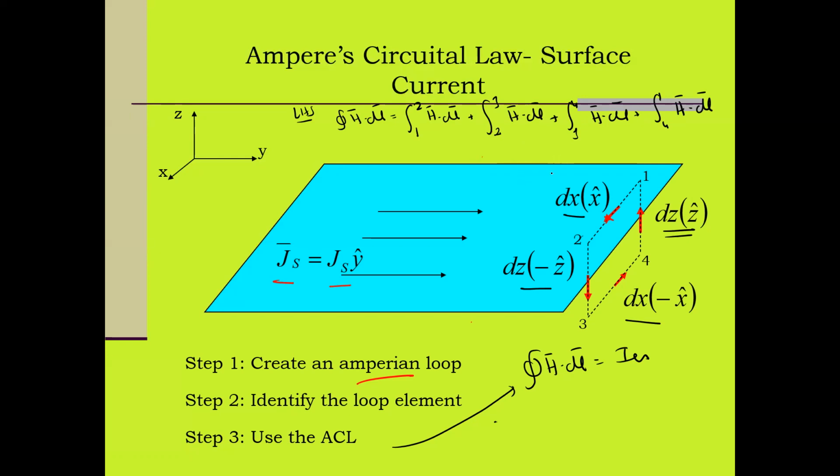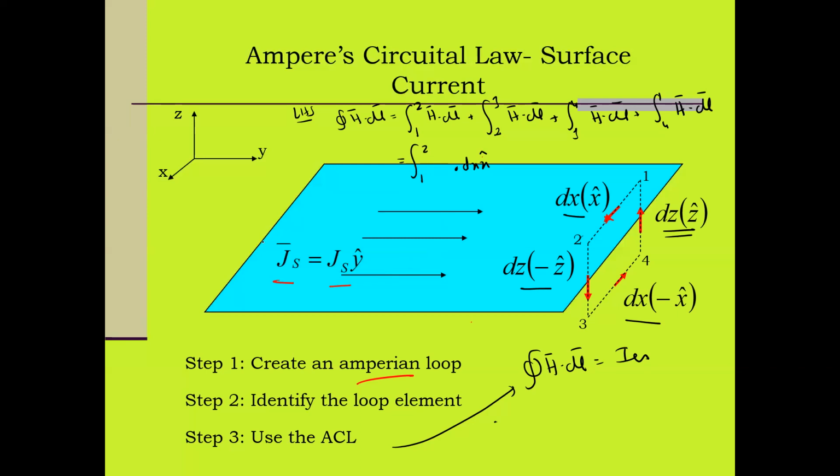So based on this integration for each side, let's concentrate on the first integration from point 1 to point 2, right? From point 1 to point 2, your dl has been given, which is dx direction of x. And for the H field, based on the direction of your current, and by using the right hand rule, we can deduce that the H field should be directed towards the x direction.